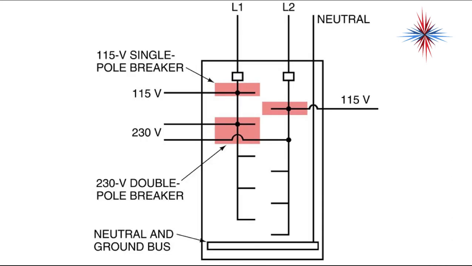And just as a reminder, you have an L1 and L2. 120 volt breakers connect into one of them. Either side, they're normally balanced. 230 volt will go across both.